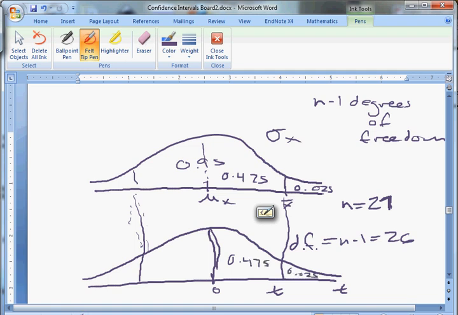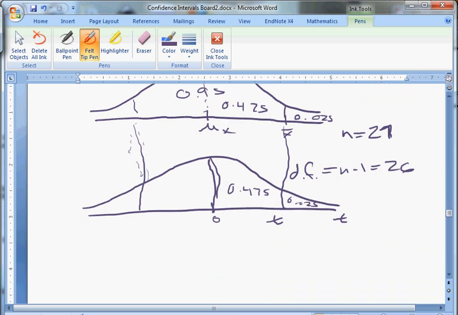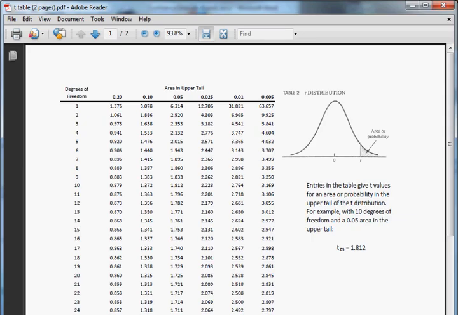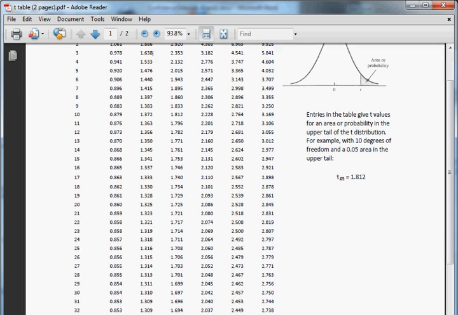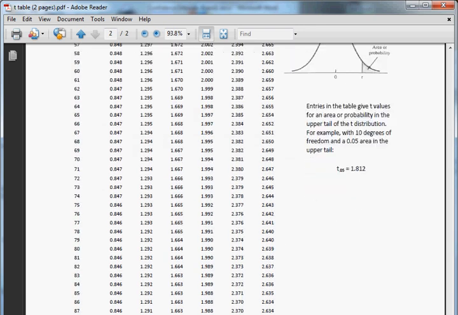Well, we can use a t-table to tell us that. The t-table contains a lot less information. The standard normal distribution table contained a lot of information about one curve, and this contains 6 points of information about 100 different curves. 1 through 52 on the front, and all the way up to infinity on the back. I'm not going to show them all.